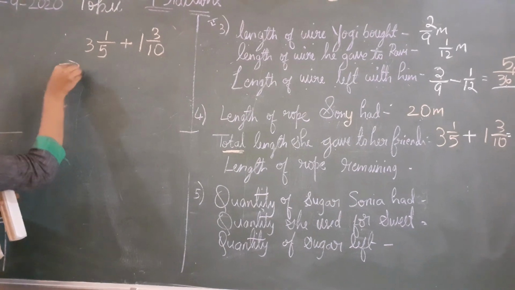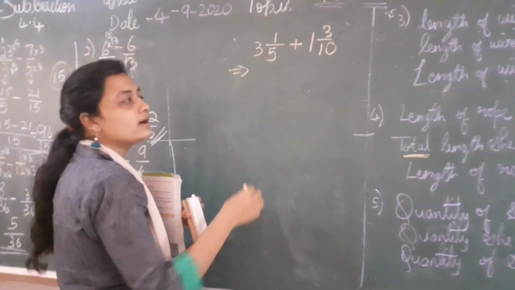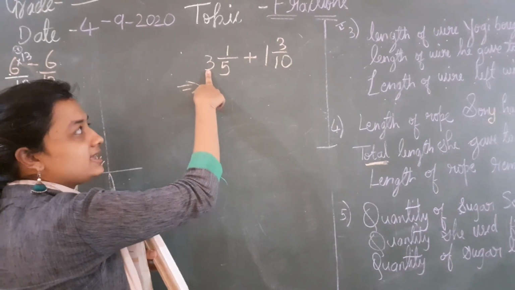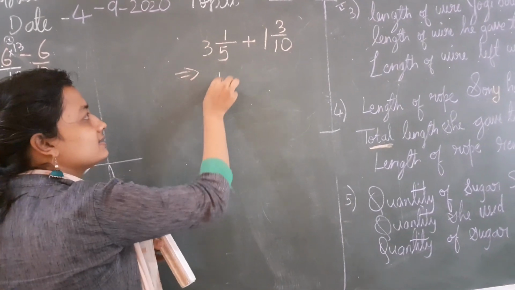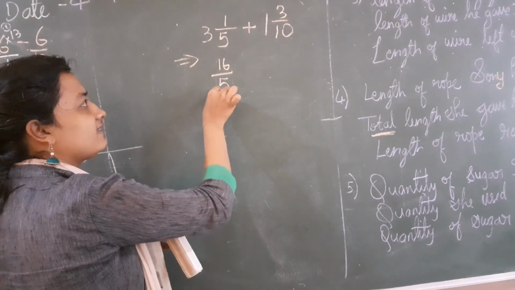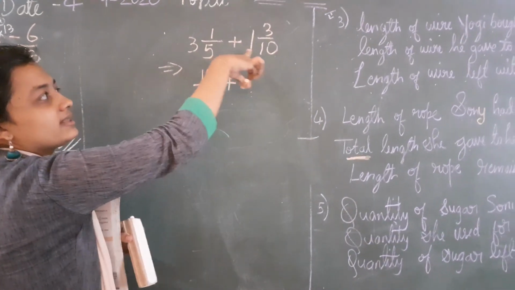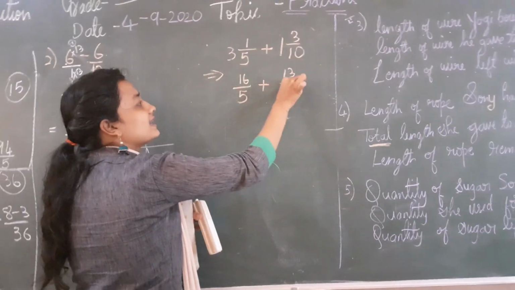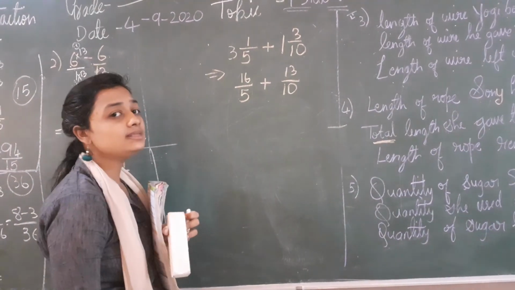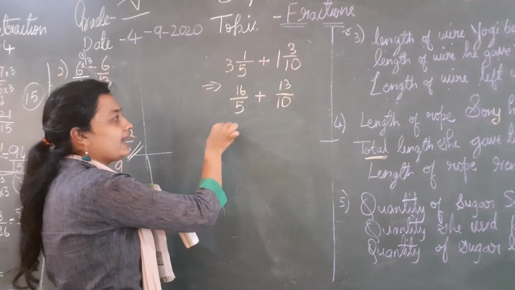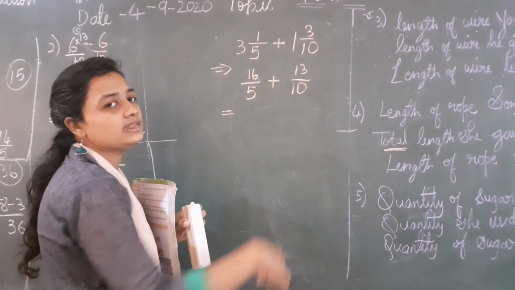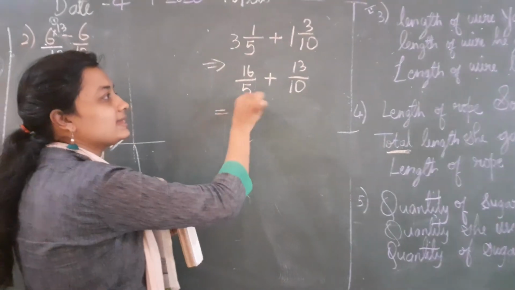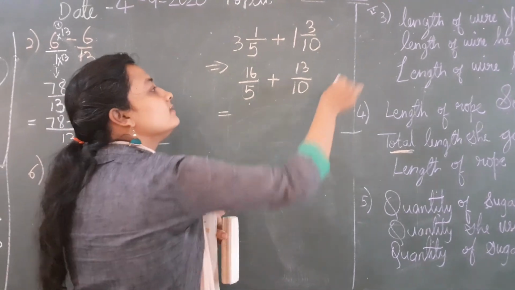This is a mixed fraction. Convert it into an improper fraction. That is 3 5s are 15. 15 plus 1, 16. 16 by 5 plus 1 10s are 10. 10 plus 3, 13. 13 by 10. Even in addition, you can't add when you have different denominators. So I have to take the LCM. What is the LCM? LCM is 10.